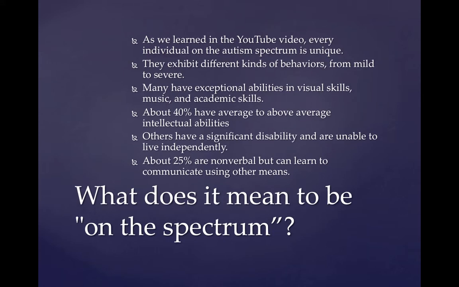What does it mean to be on the spectrum? As we learned in the YouTube video, every individual on the autism spectrum is unique. They exhibit different kinds of behaviors from mild to severe. Many have exceptional abilities in visual skills, music, and academic skills. About 40% have average to above average intellectual abilities. Others have a significant disability and they are unable to live independently. About 25% are nonverbal but can learn to communicate using other means.